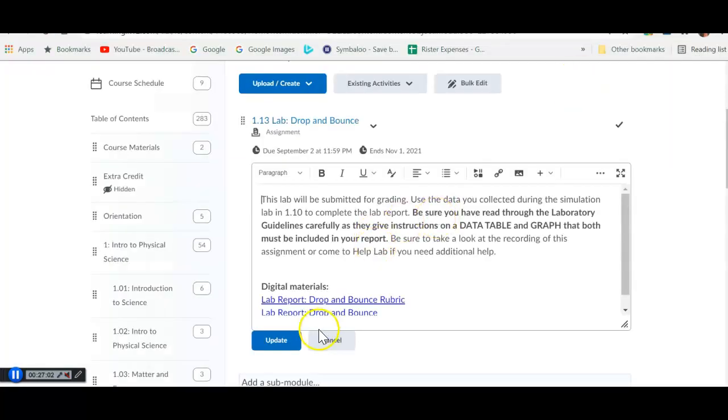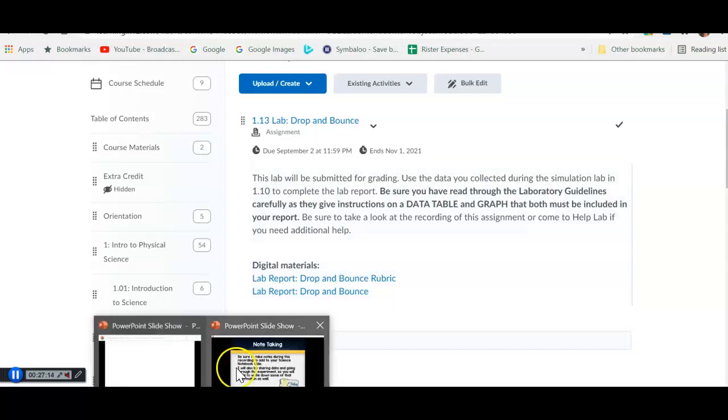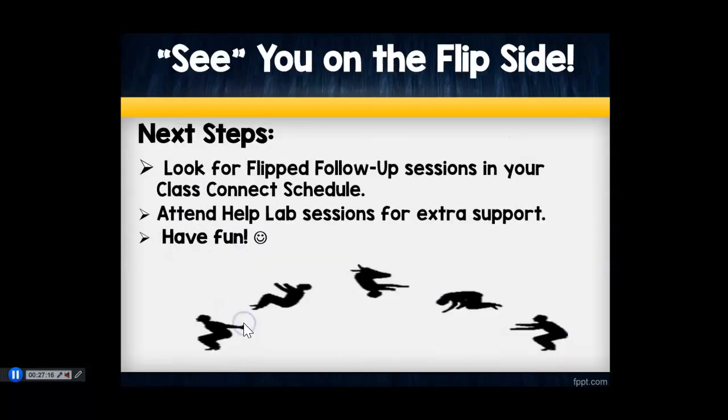All right, so with that, you will upload your document here for grading. Make sure your graph and data table are included. If you have any questions, please let me know. You can reach out. And then there will be a flip follow-up specifically for this coming. If you don't see that, you could check out the recording for it, or attend any help lab that you may need for extra support.